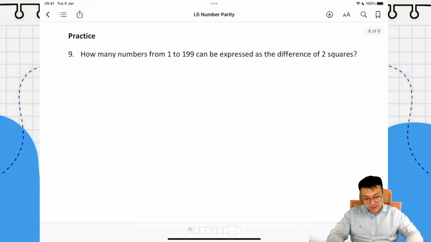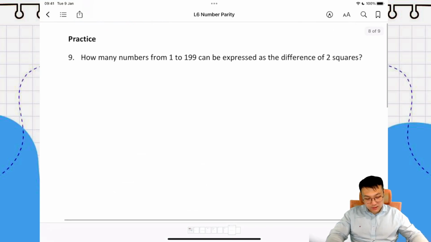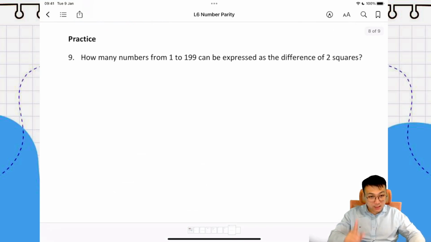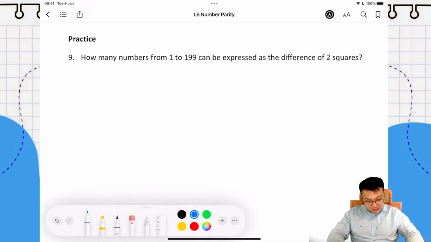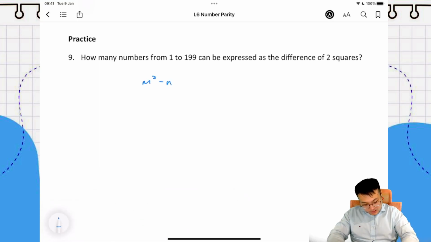Practice 9. How many numbers from 1 to 199 can be expressed as a difference of two squares? So once again, students, let's just write down the difference of two squares.